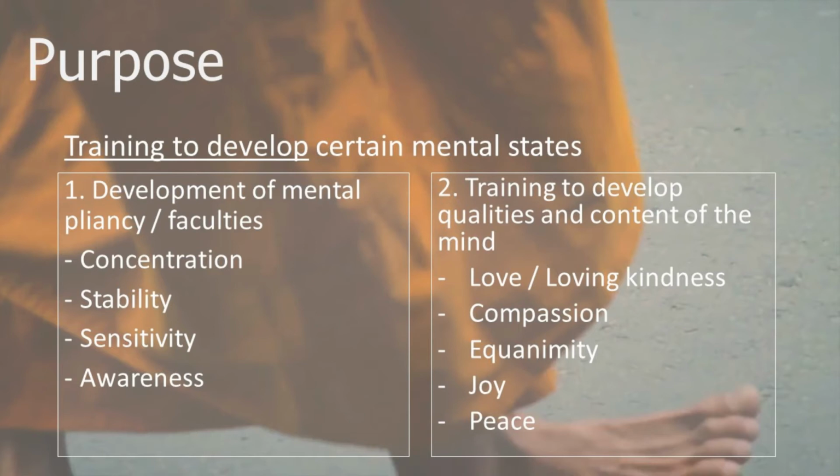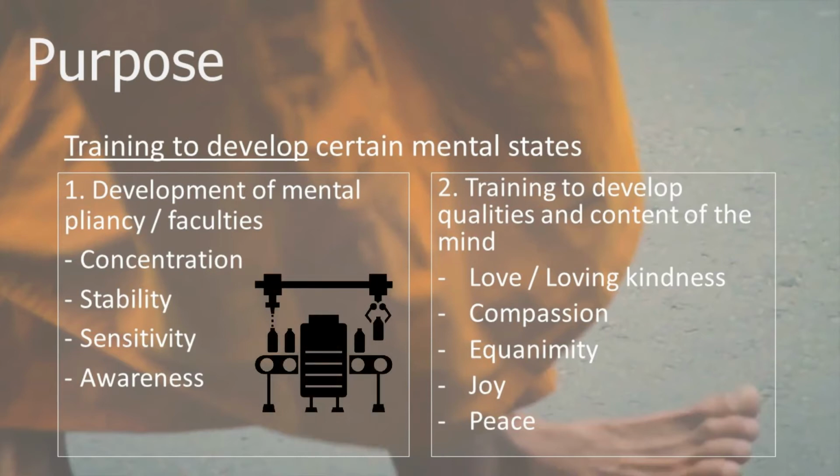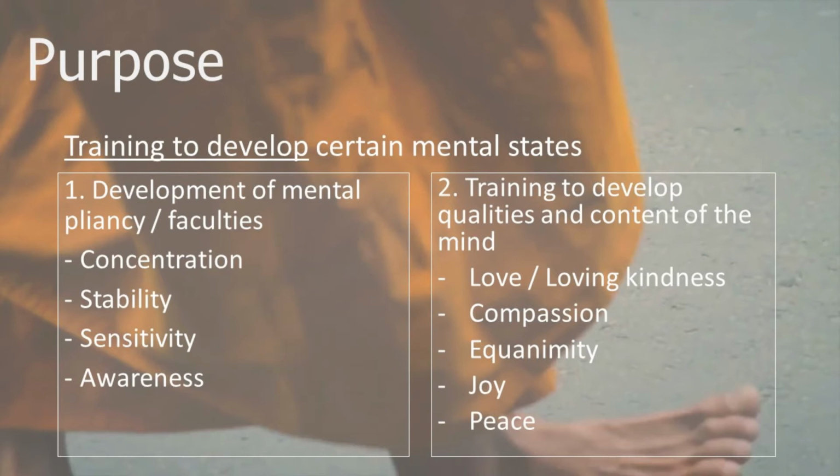The first purpose is to develop mental pliancy, or to develop our mental faculties. Think of it like improving the efficiency of a machine, the machine of your mind, making it more robust, increasing its precision, bandwidth, reducing rate of errors. Some examples include how certain types of meditation improves concentration and stability of the mind, and others may improve sensitivity and awareness, to name a few. And notice these are mental capacities, not its contents.